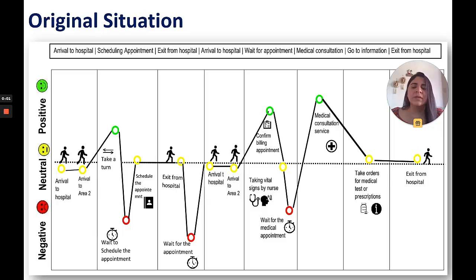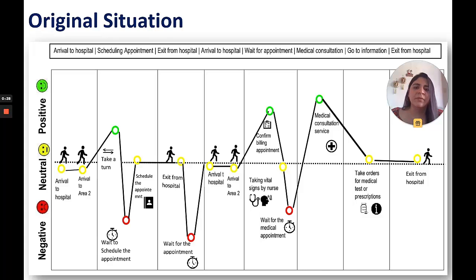Well, here we can see the customer journey map, which is based on the original situation. The process starts with arrival to the hospital, where the customer has two neutral experiences. The next step is scheduling the appointment. The customer has a positive experience, followed by a negative experience, and finally a neutral experience. The next step is exit from the hospital. The customer has a neutral experience, followed by a negative experience.